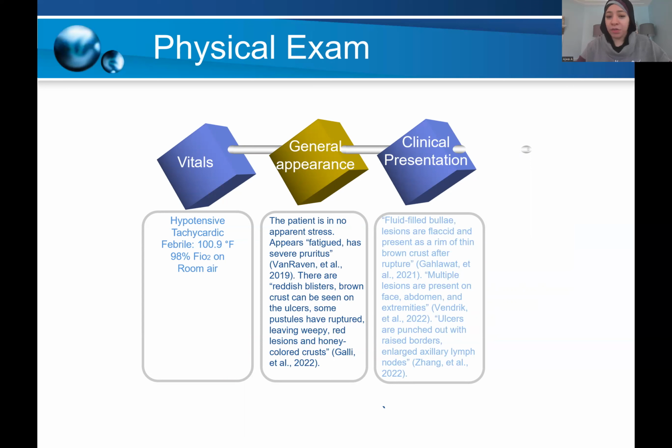There are reddish blisters, brown crust that can be seen on the ulcers, some pustules that have ruptured, leaving weepy red lesions and honey-colored crusts. Clinical presentations: there are fluid-filled bullae. Lesions are flaccid and present as the rim of thin brown crust after the rupture. There are multiple lesions present on the face, abdomen, and extremities. The ulcers are punched out with raised borders, and he does have enlarged axillary lymph nodes.